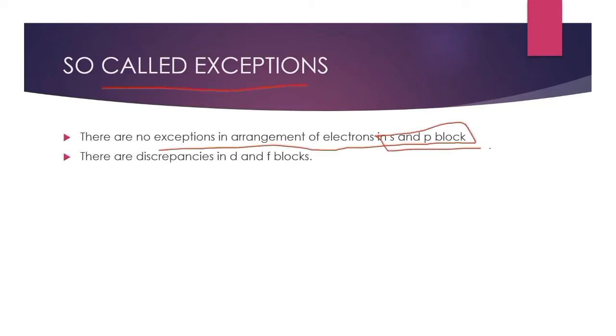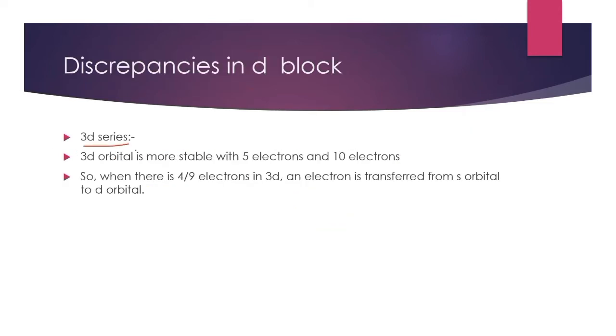Now, the so-called exceptions. There are no exceptions in the arrangement of electrons in the S and P block. In the S and P block there is no exception, but discrepancies arise in the D and F block. Those are also not exceptions, but I will give the genuine reason for them.